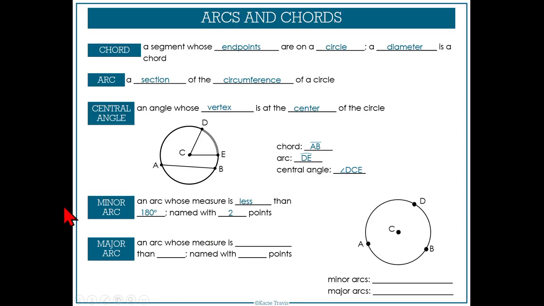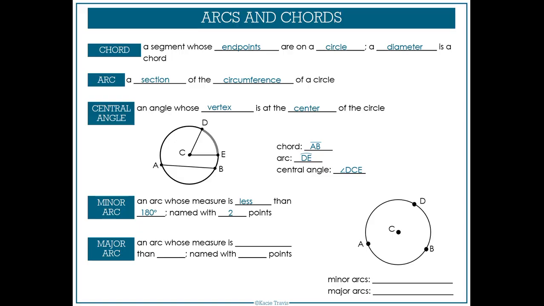So, why 180? When we talk about a circle in terms of degrees, it is 360 degrees all the way around. So when we talk about a minor arc, we're talking about an arc that is less than half the size of the circle. Remember, if the whole thing is 360, half of it is 180. So it's us looking for a small arc, something smaller than half the size of the circle.